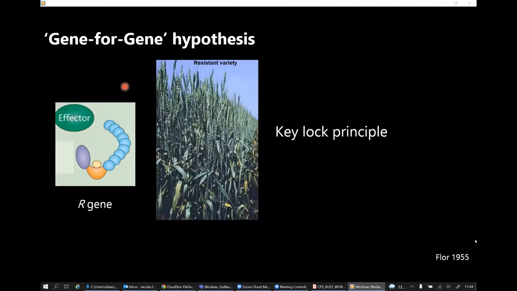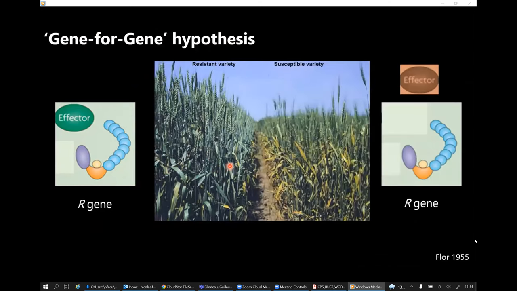In the gene-for-gene hypothesis, of course, you have the key-lock principle: you have a resistance gene, and if you have the right receptor, you're resistant. And if you don't have the right receptor, you can't recognize specific effectors and you become susceptible to the rust, in the case of wheat and wheat rusts.